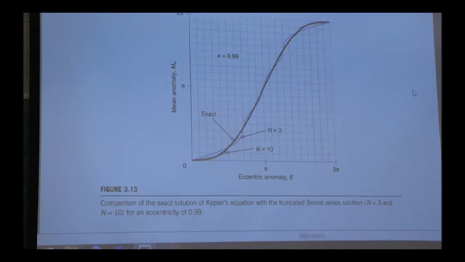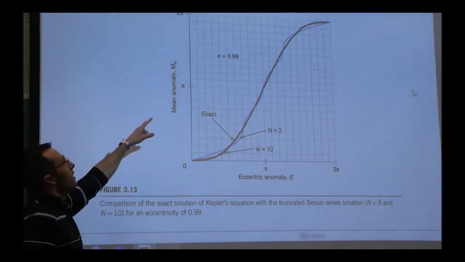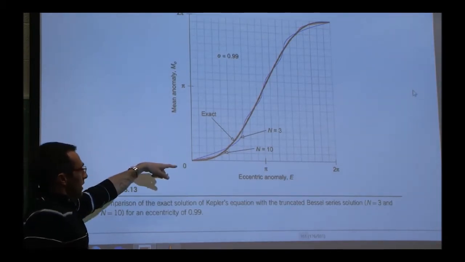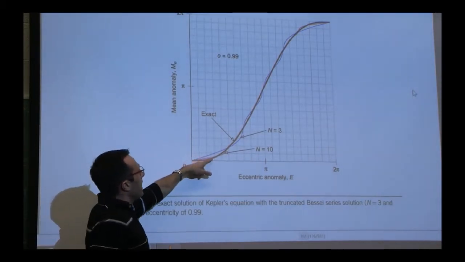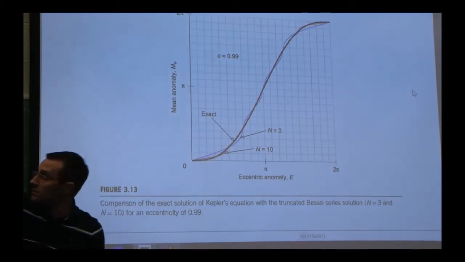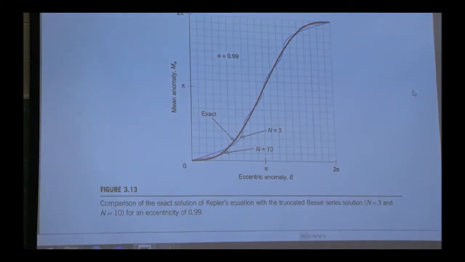And then I believe this is Bessel series solution, yes. This is just even pushing it to almost a parabolic orbit, 0.99. N equal 3, it's okay. N equal 10, it's better. So that is probably what you want to use.